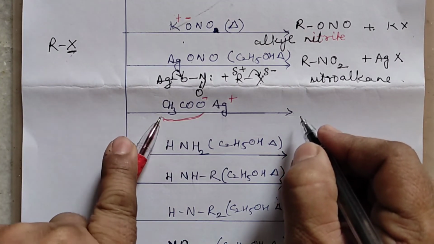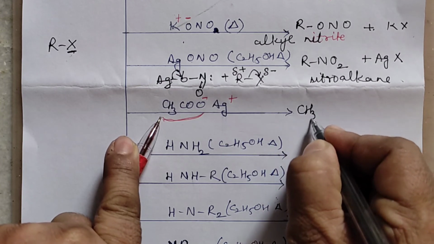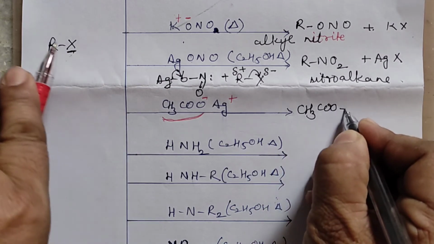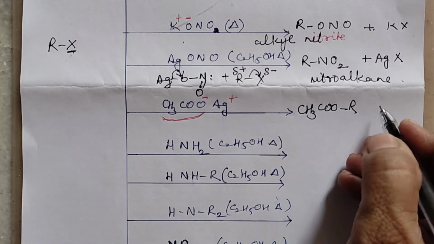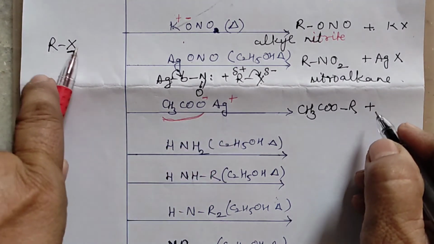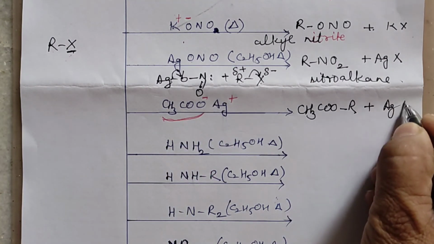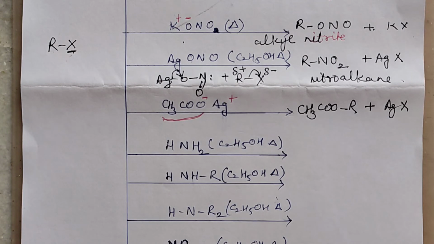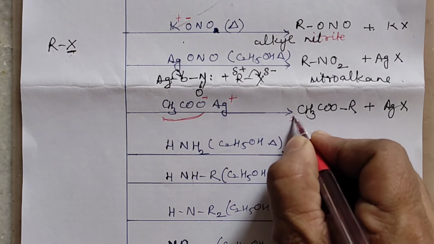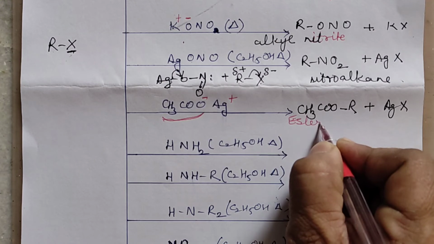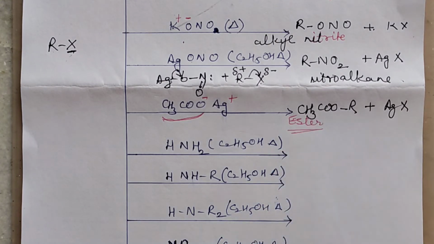So let me write down this carbon part first. So it is CH3COO and then I will write down R. Plus this Ag and X will form AgX. So what is the product you are getting here? This is ester. Ester is obtained. Whatever you are taking, based upon R it is going to change and the corresponding ester will be obtained.